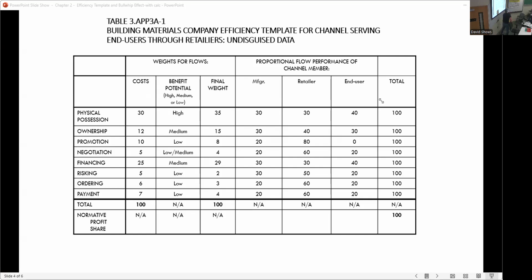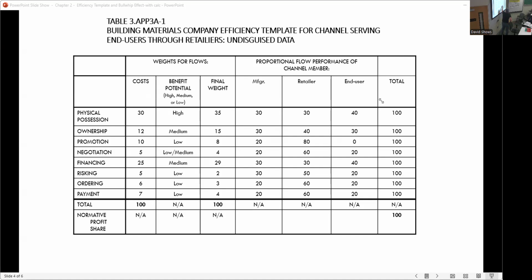Promotion is low. Who needs promotion when you need to buy wood? All right? You know what wood is. Also think of the material itself, okay? Wood is a particular grade. It's almost a commodity. It's a nail. So promotion isn't necessarily important. Negotiation, not really. Financing, yeah, it's more important. Risk ordering, nah, that's a low.